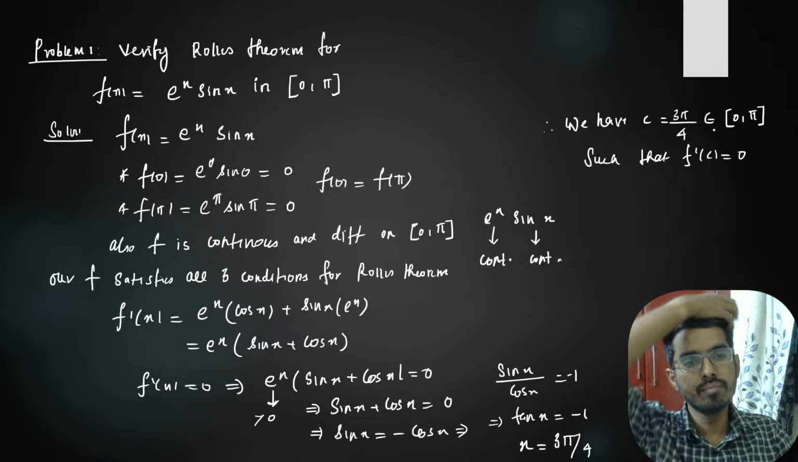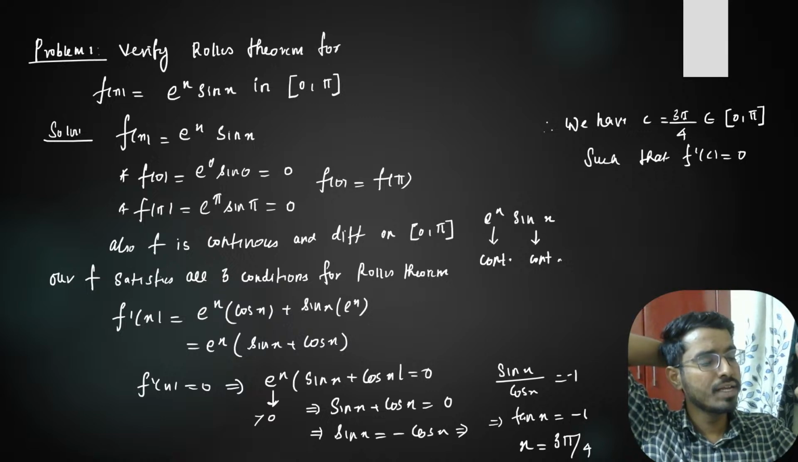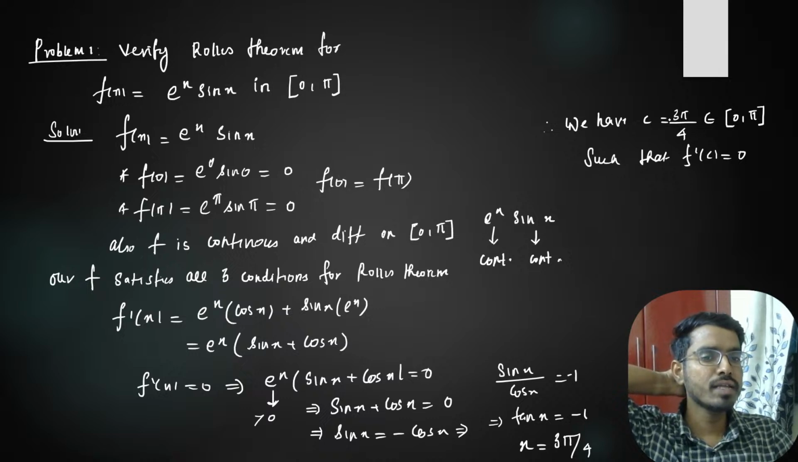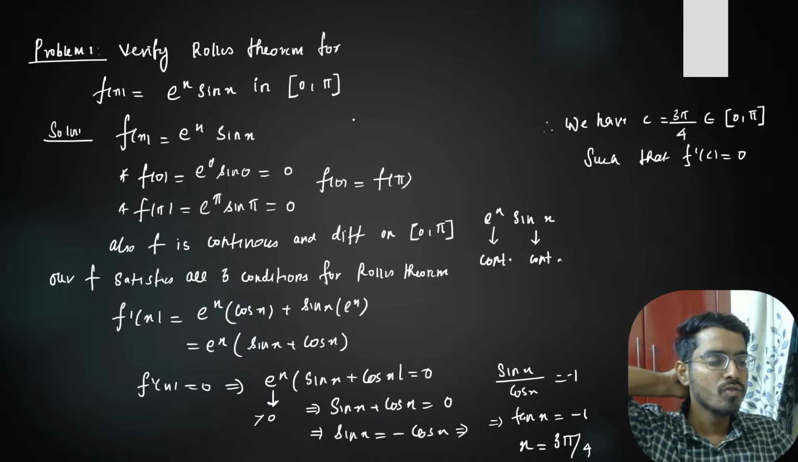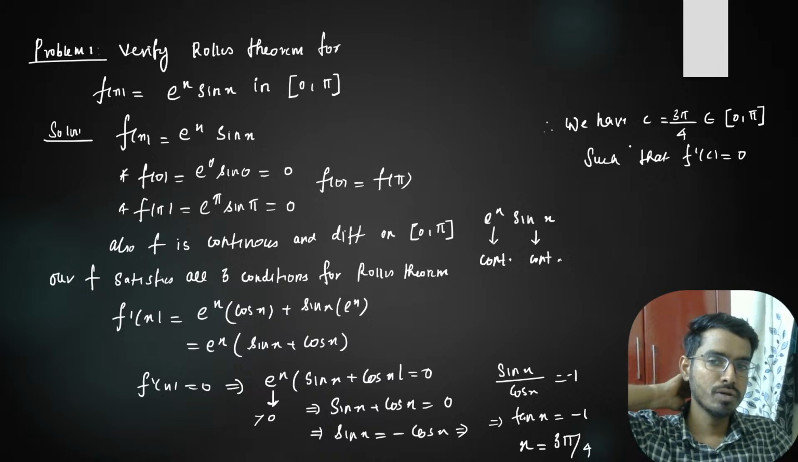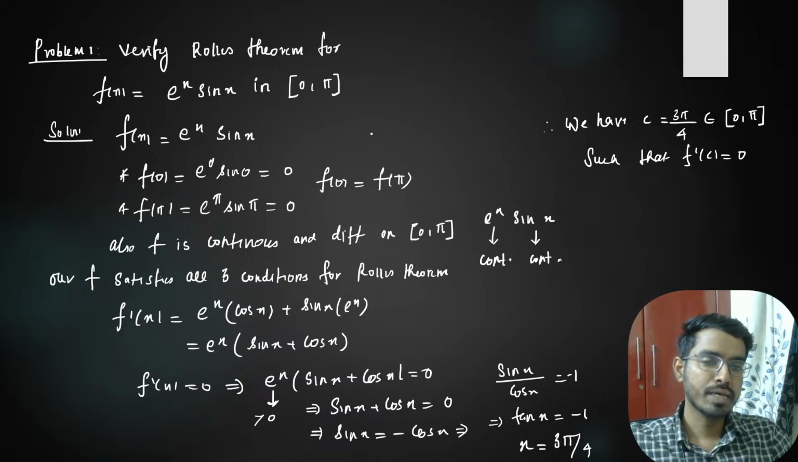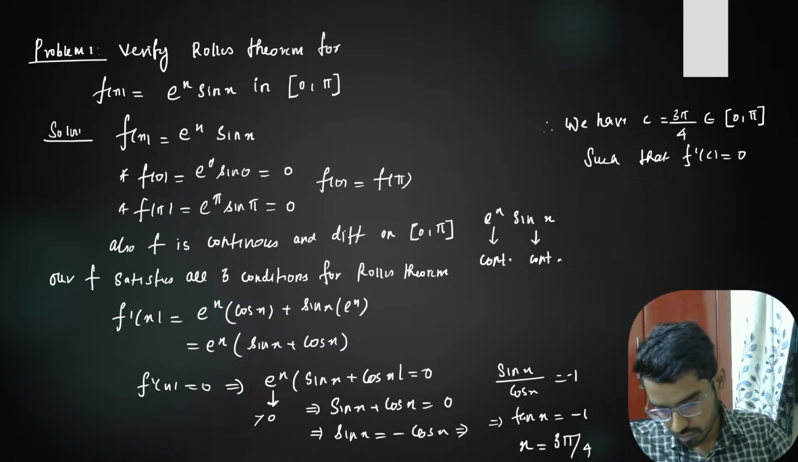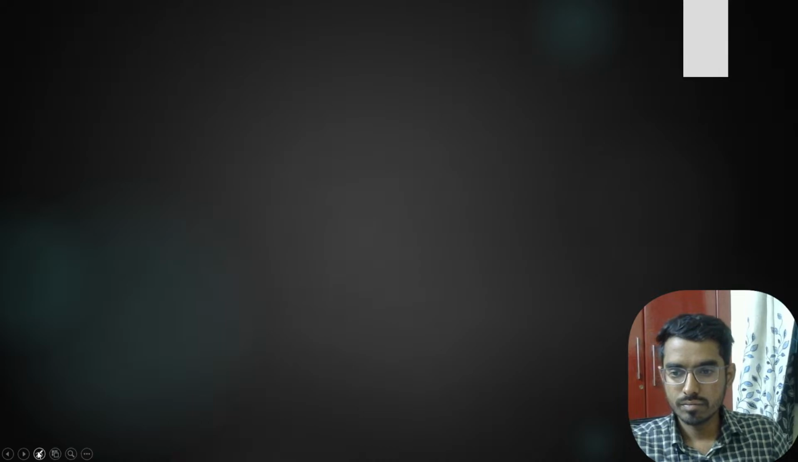So we can always find a number c. We need to show there exists at least one c. We say that there exists one c in this interval for which f dash of c is equal to 0. Right? So we have verified Rolle's theorem. We move on to the next problem, problem number 2.